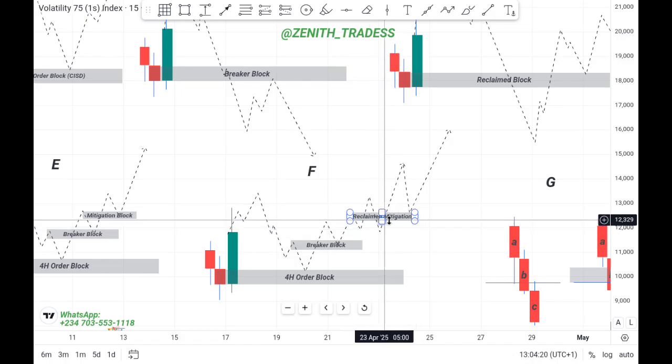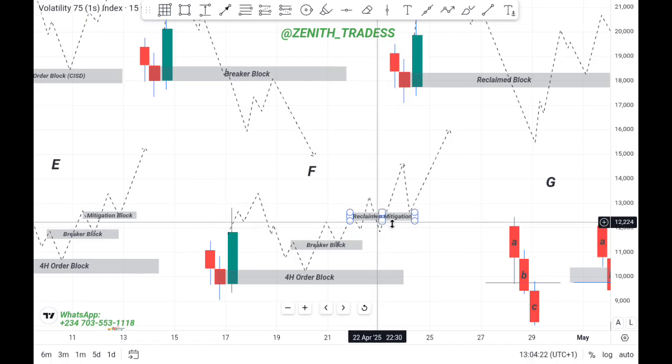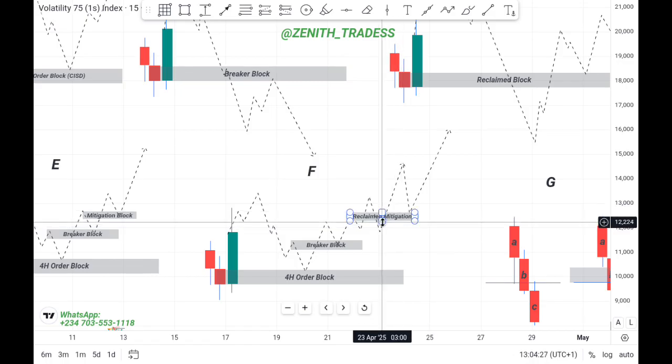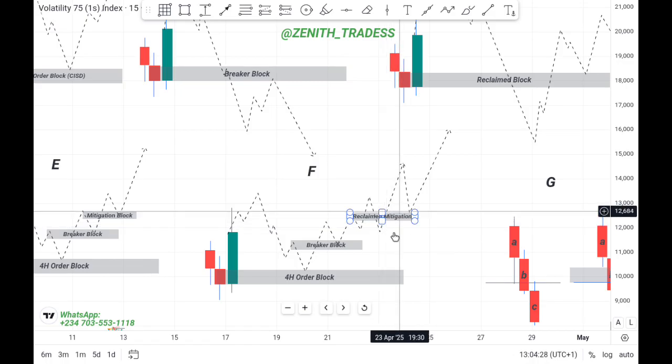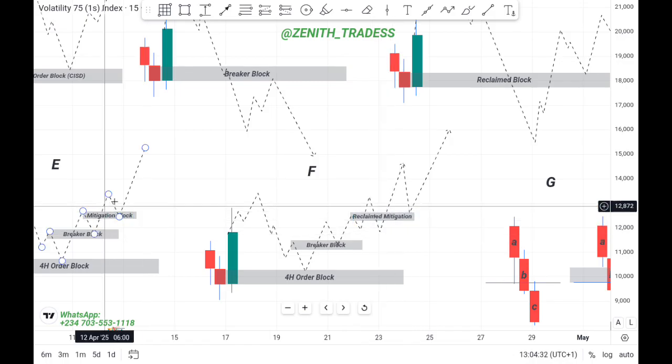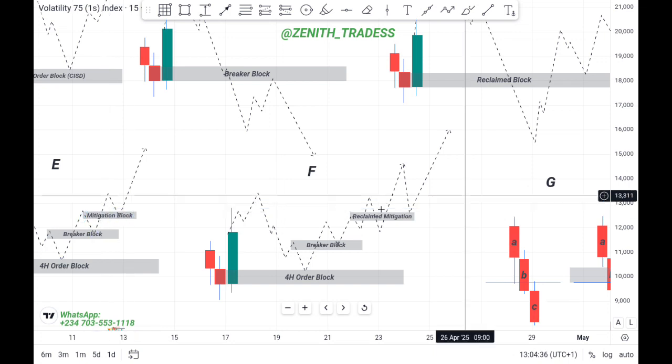Before it can fail, once you are able to spot this entry, a reclaim mitigation or a breaker as the case may be, is almost a 90% win rate. So a reclaim mitigation is high probability, whereas a simple mitigation is not high probability. But the simple one is the one that is common in the market. This one is not that common.